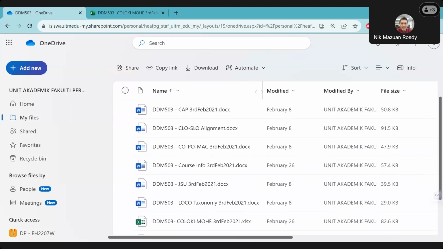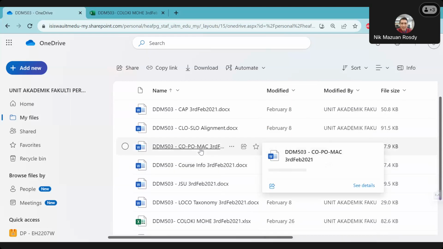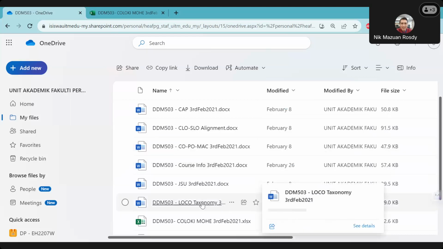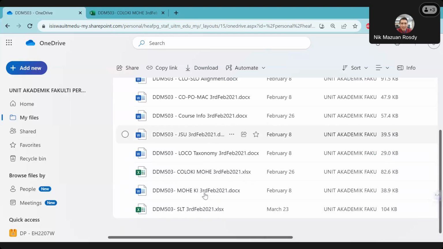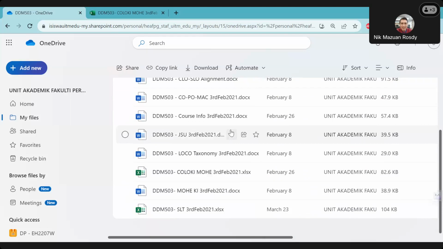So the 7 documents required for the OBE document for our curriculum are: the first one is course info. The second one is Copomac. The third one is actually local taxonomy. Fourth, Coloki. Fifth is the Mohi KI. The sixth one is JSU. And the seventh one is SLT. Okay, so there are 7 documents that are required.